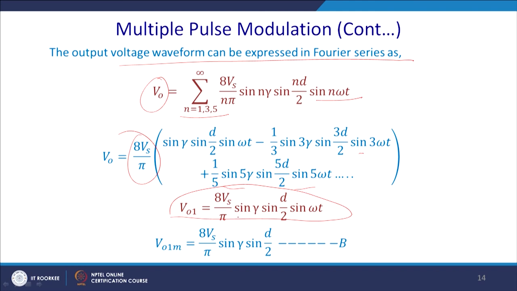V01 will be 8 Vs by pi, sin lambda, sin d by 2, sin omega t, and V0m will be 8 Vs by pi, sin lambda, sin d by 2. So, this will be the magnitude or the amplitude of the fundamental voltage, and thus you can control the magnitude of the fundamental voltage by d as well as by lambda. So, there are both controlling parameters.